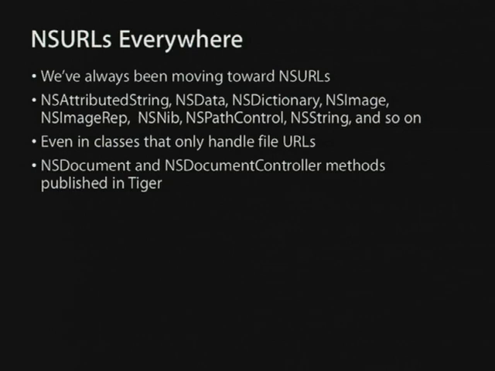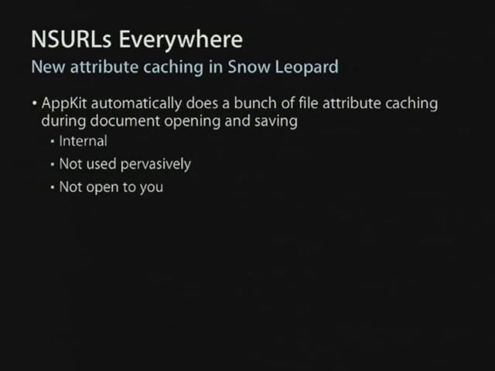Even when we're not taking advantage of the fact that a URL can point to stuff that's out on the web somewhere, it's still the good simple type to use. And especially NSDocument and document controller, we started using it in Tiger when we published a bunch of new methods and deprecated a bunch of old path-taking methods. So now that we're standardizing on NSURL, we can do new things that solve old performance problems, like attribute caching.